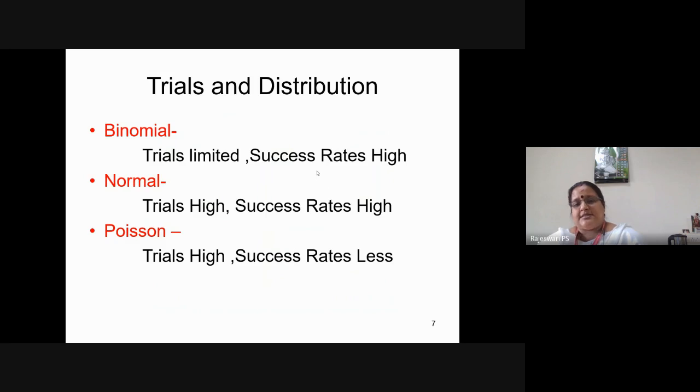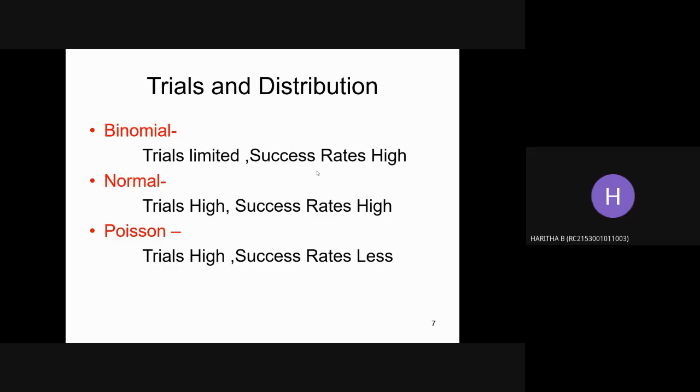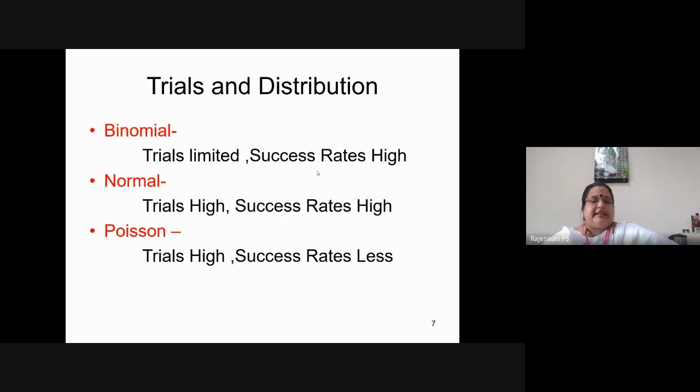What are these trials? Sampling. Sampling is a trial. When your samples are high, your success rate is high, so your distribution is normal. So you can get your distribution as a normally distributed one. Even if you're not getting your data normally distributed, you can transform your data. That is possible actually. Are you following, ma'am? Yes, ma'am. Okay.